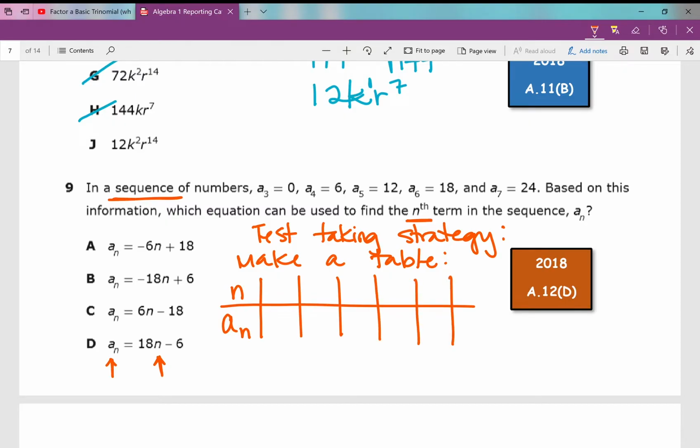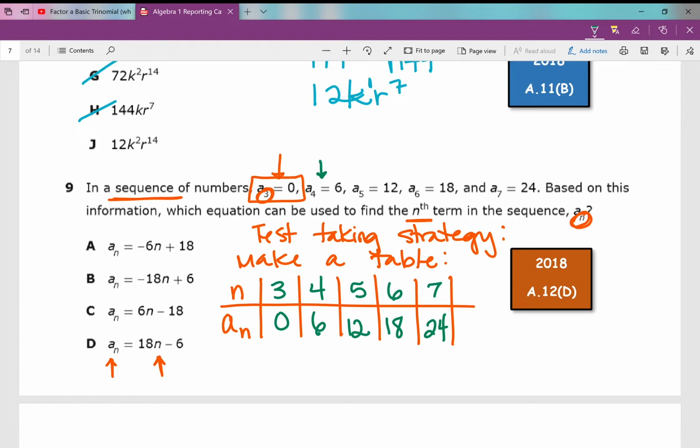So in this first one, when n is 3, and remember, if it's a sub n, like I'm going to circle this n right here, a sub n, and then in this first set of numbers that it gives us, this is a 3. That means when n is 3, a sub n is 0. Okay, and looking at the next one, when n is 4, a sub n is 6, and then the next one, 5 and 12, and 6 and 18, and 7 and 24, and make a table of values.